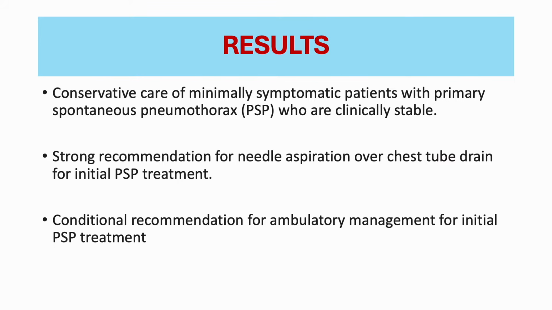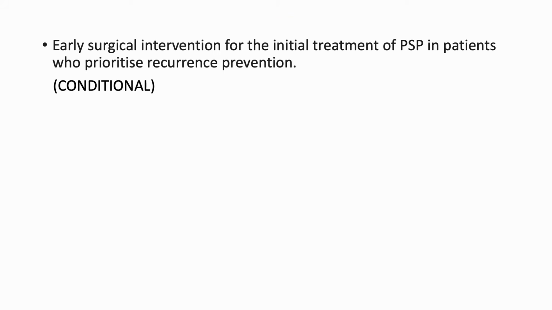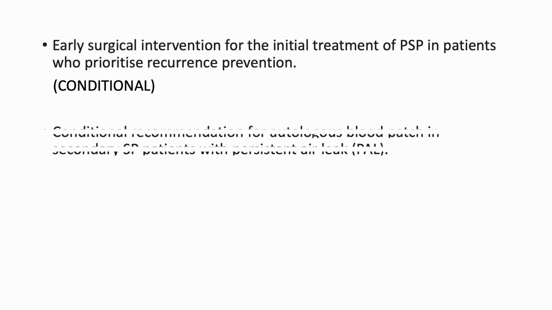Thirdly, there's a conditional recommendation that you should try to manage the patient in an ambulatory way. You need not admit every patient of pneumothorax if it's a primary spontaneous pneumothorax. What they also mention is that conditionally, if you think that this patient will have a recurrence because of, say, his occupation or because of his build or any other issue, then you can offer him an early surgical intervention because you know that there could be a recurrence.